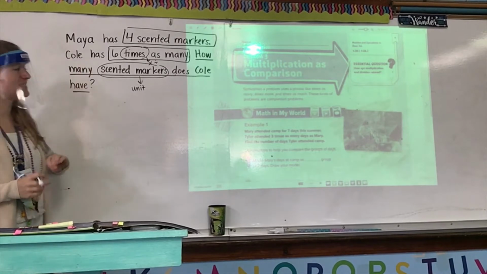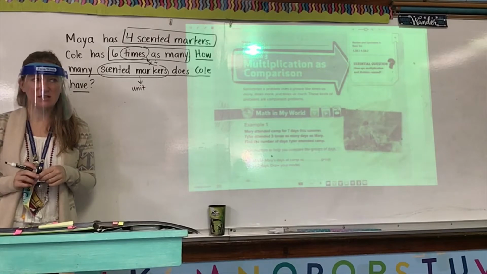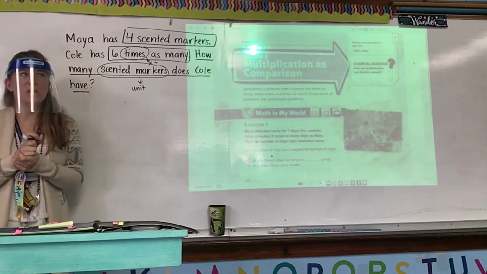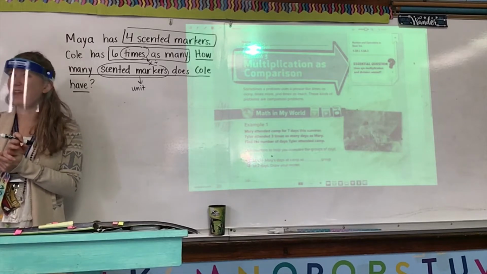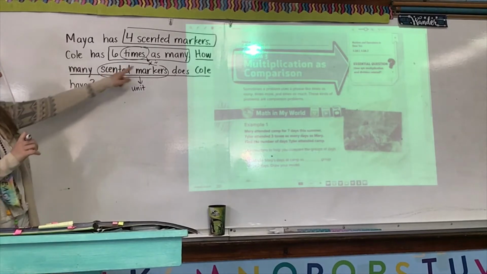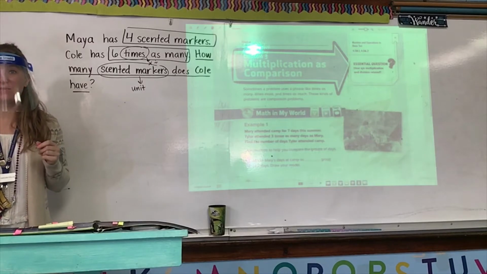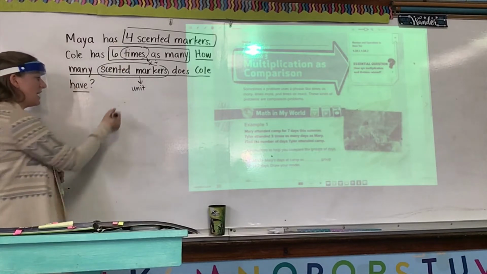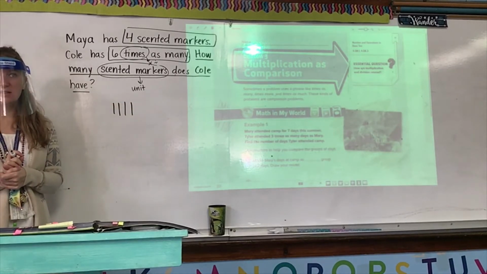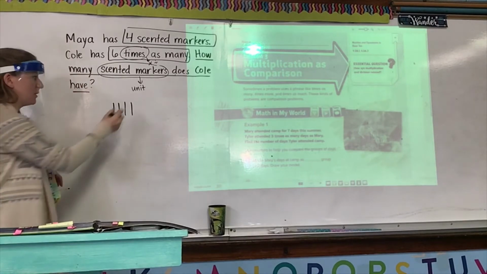So if Cole has 6 times as many markers, does that mean he has more or less than Maya? Think about that. If you heard that somebody had 6 times as many as somebody else, would you think, oh, they have more, or oh, they have less? They have more. So which operation gives us more? Multiplying or dividing? Multiplication. So what we're doing is we're taking Maya's 4 scented markers and we're repeating them 6 times to represent Cole's scented markers.